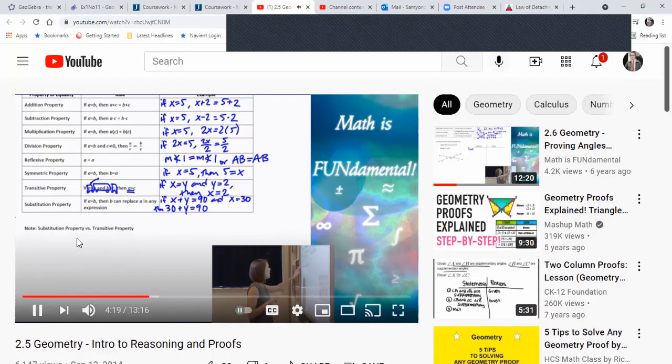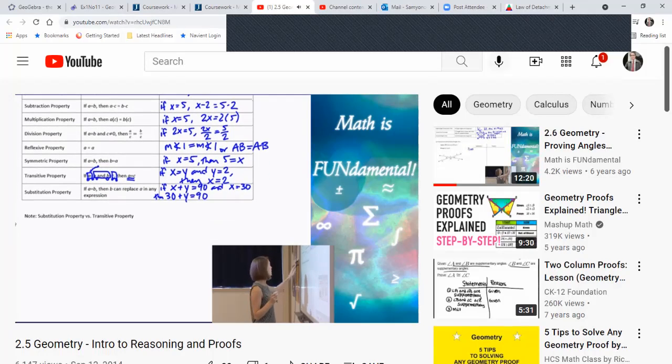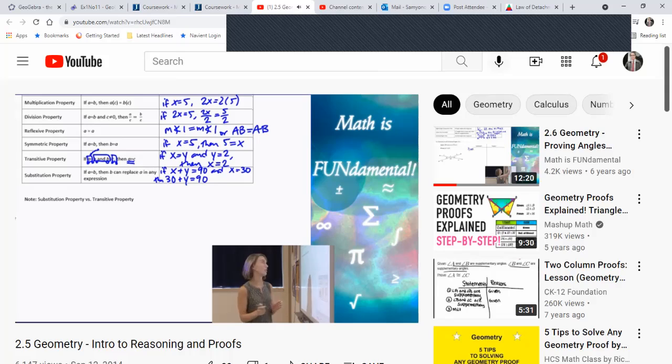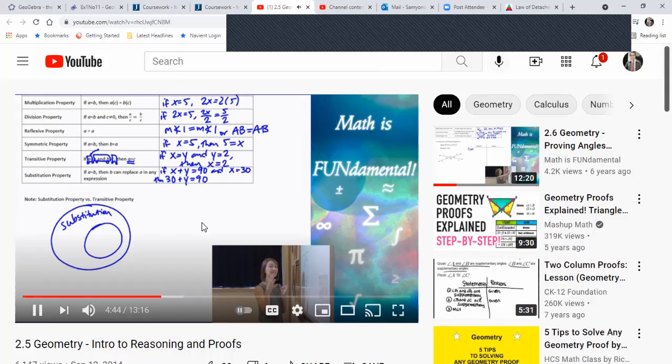All right, so a very, very common confusion is the difference between transitive and substitution. So I just want to kind of talk about it a little tiny bit. Transitive property is a type of substitution. So I'm going to draw a little diagram here. So if substitution is this large area, transitive property is a subset of substitution.